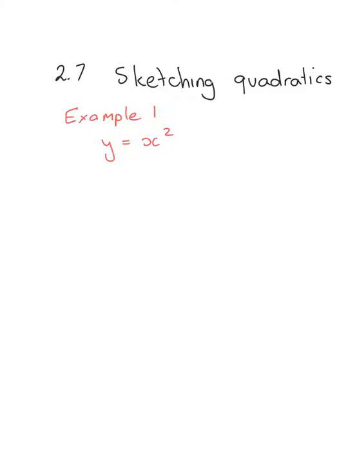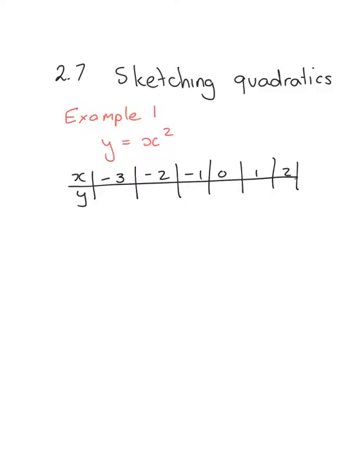2.7 Sketching Quadratics. In the first example, we will sketch the quadratic y equals x squared. We do this by making a table of values. Because the graph that results is not a straight line, we need to make sure that we have a wide range of x values. The x values we choose will go from -3 to +3.